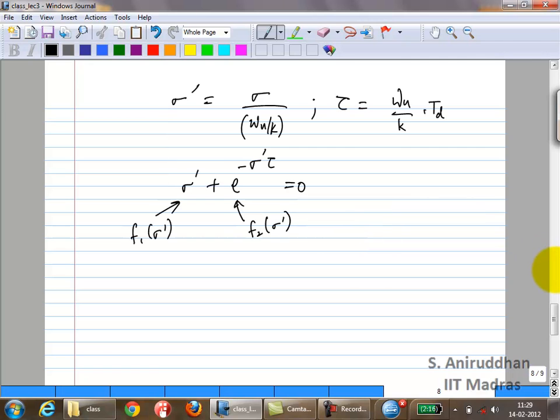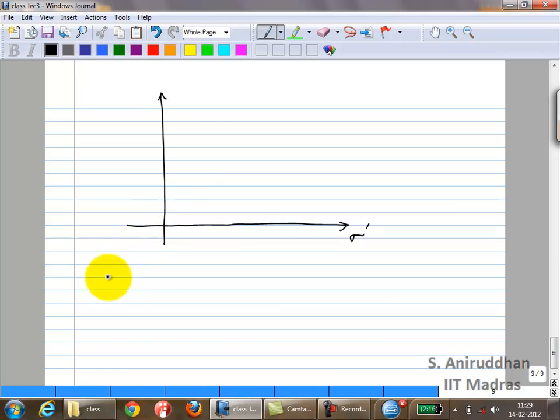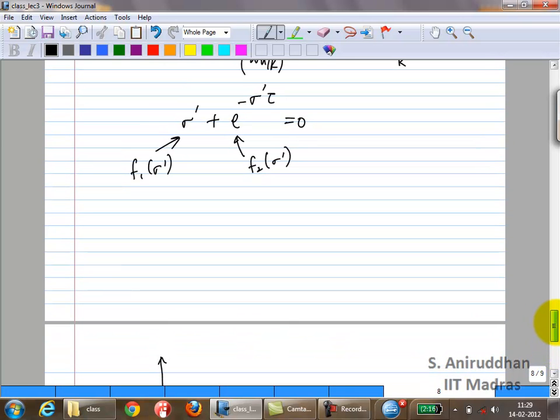So what is the first? If you're going to plot f1 against sigma prime, what is that? It's just a straight line, right? Yes? Why not? Why can't it be negative? What do you mean by stable solution?